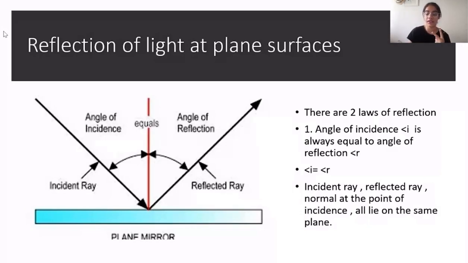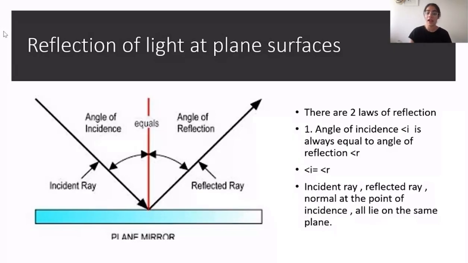The second very important law: the incident ray, the reflected ray and the normal all lie on the same plane. They all lie on the plane of that mirror or the surface on which the light has fallen. These are the two rules that we have already studied in our previous classes, and we know that these are applicable for plane surfaces.